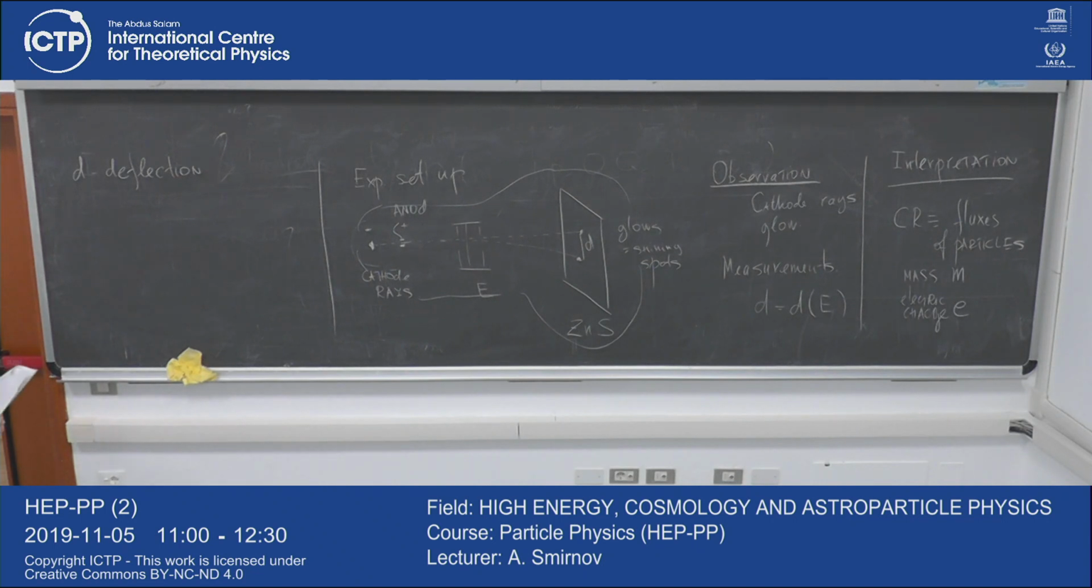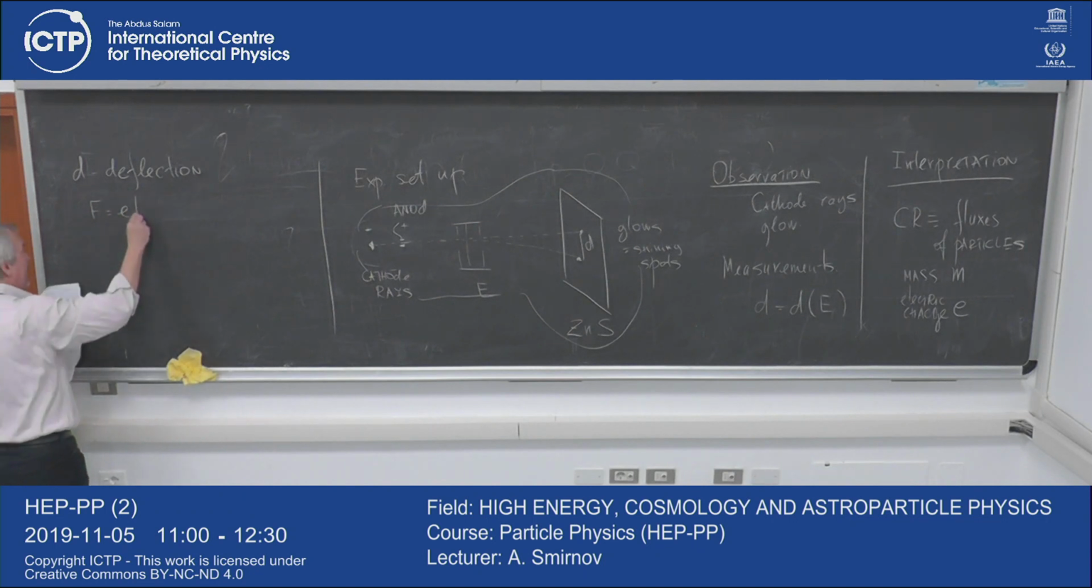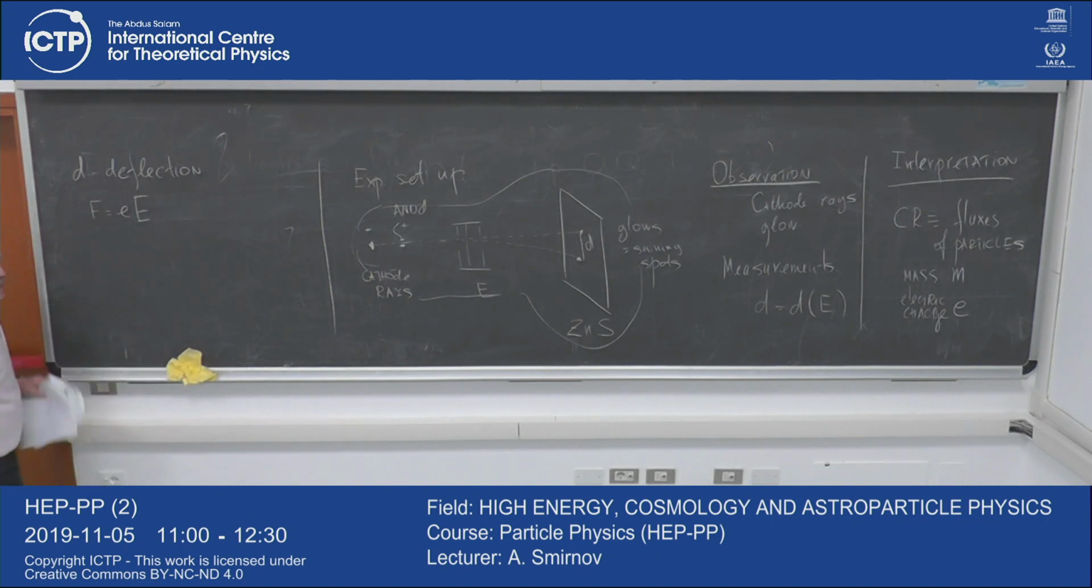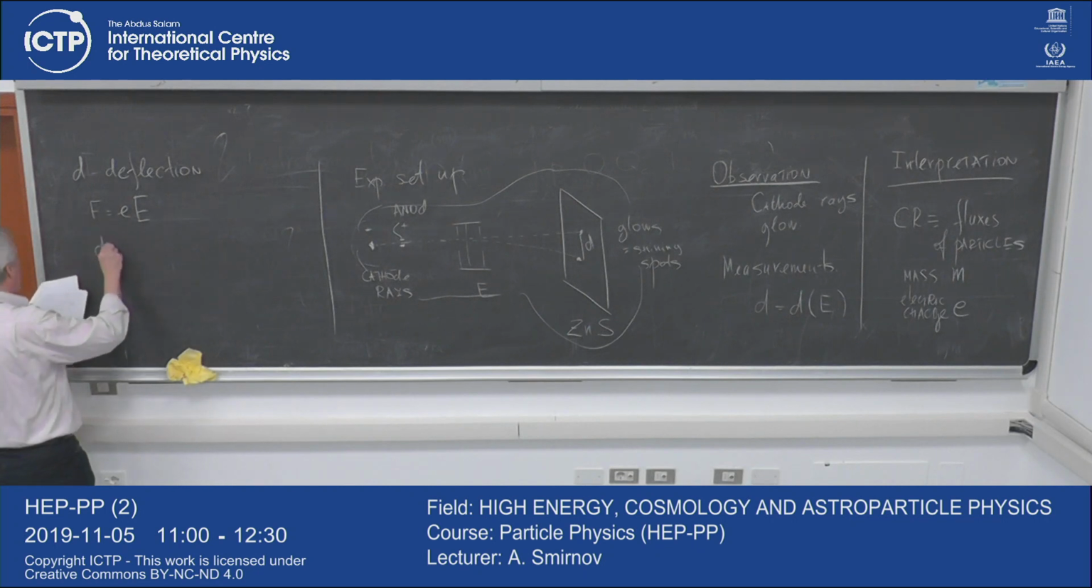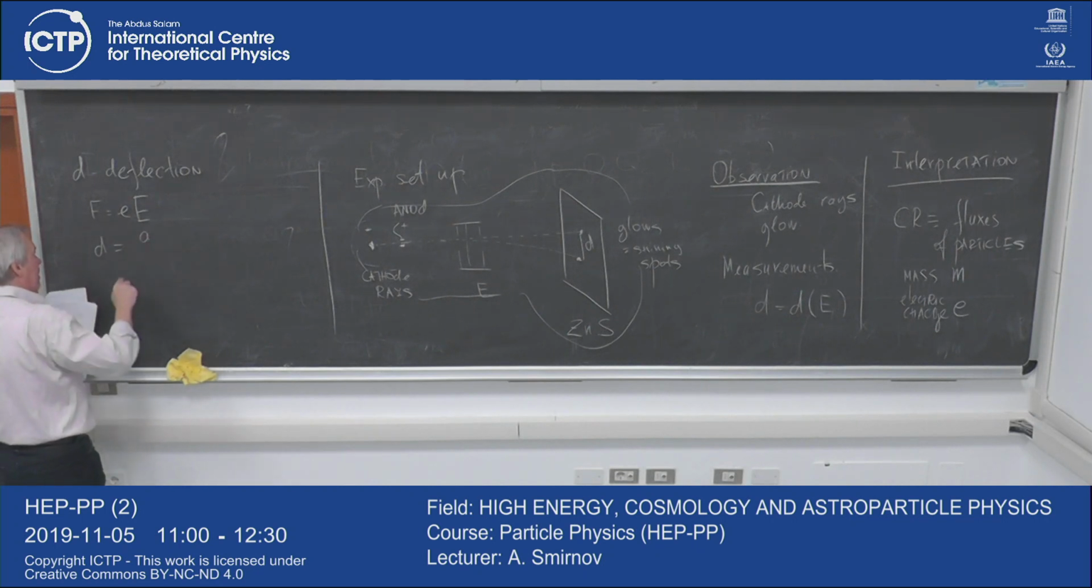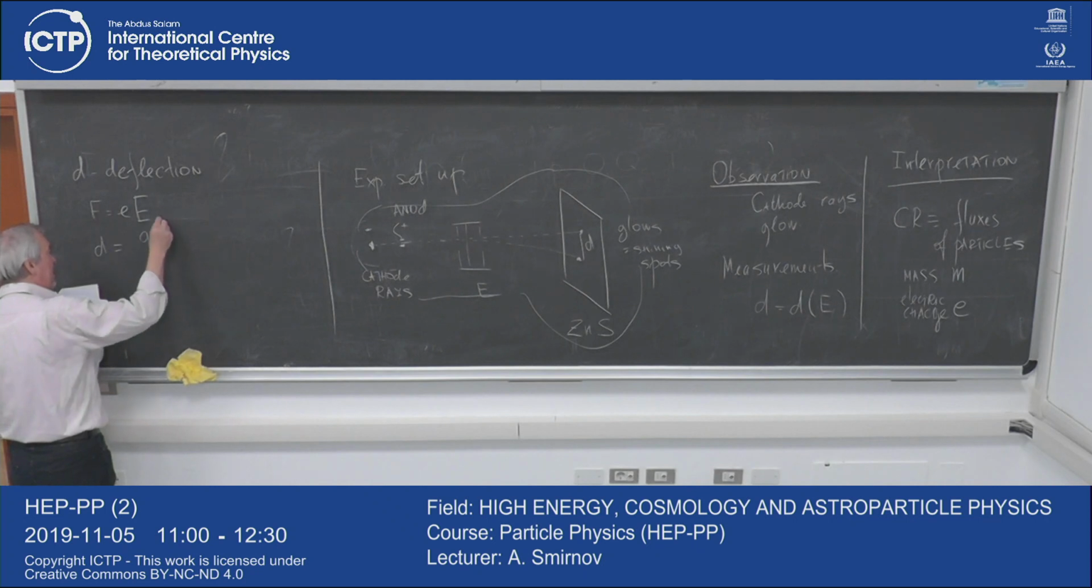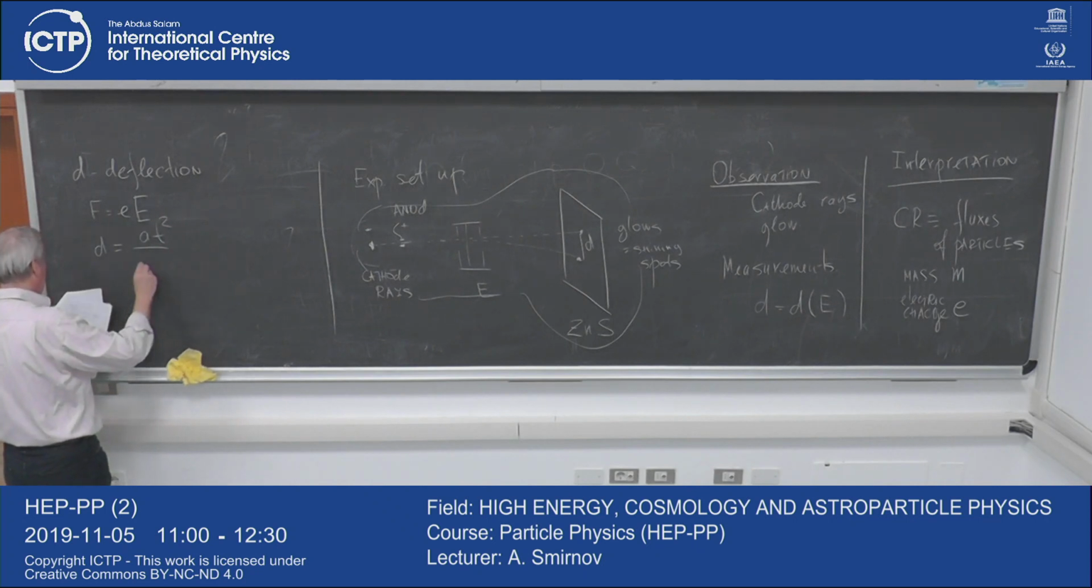So the theory is very simple, right? If you have such particles moving in electric field, then there is a force which is given by E, electric charge, multiplied by the strength of the field. So this is the theory. Okay? So let us compute what is this deflection D here. Deflection is given by acceleration times t squared, where t is time of propagation, over 2.